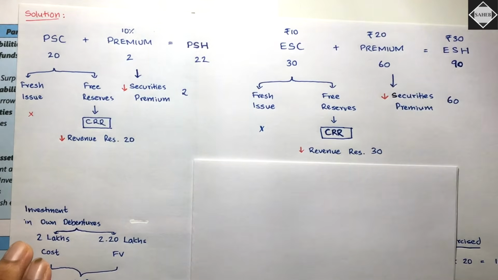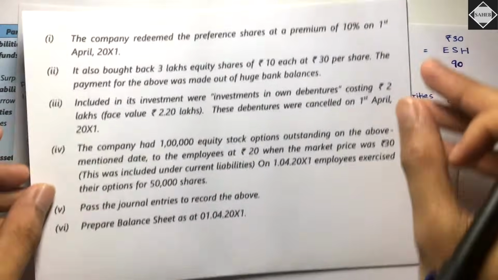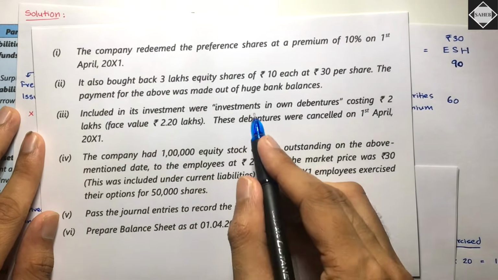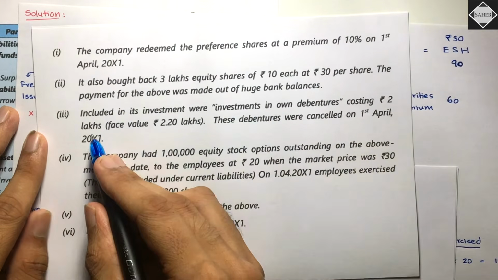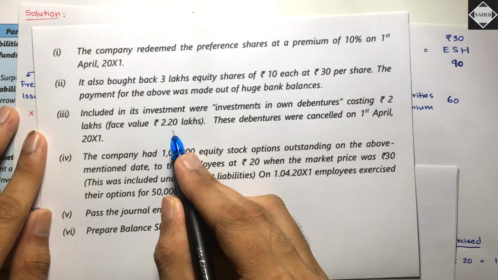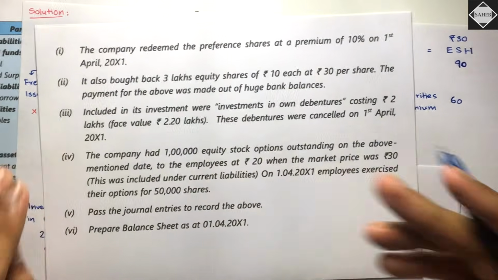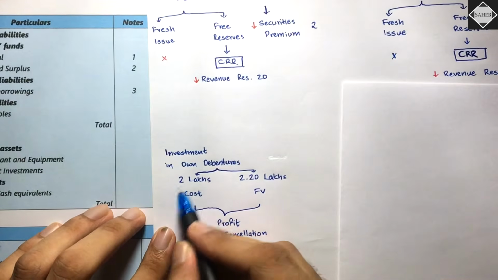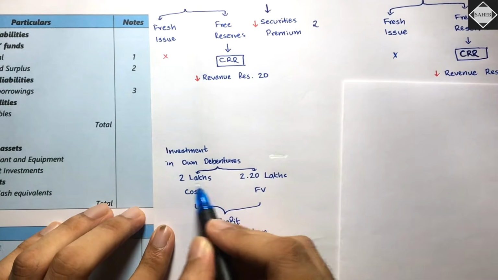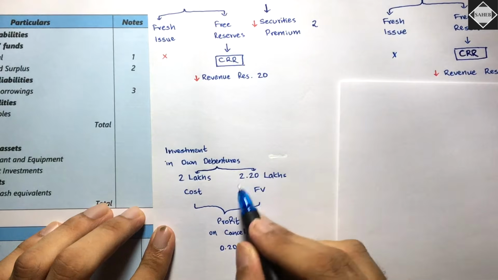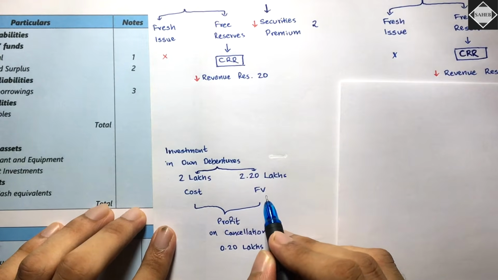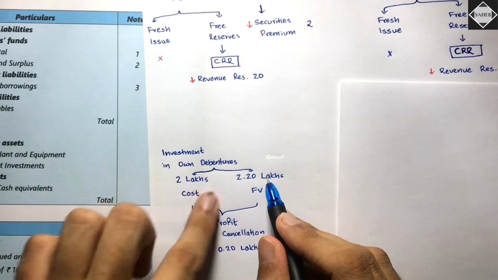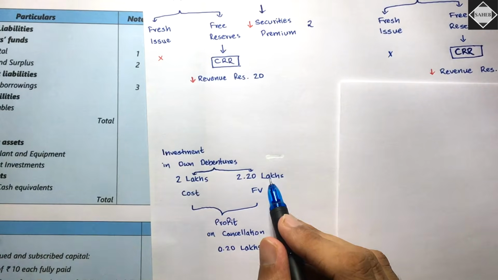Now let's just see debentures. Included in its investment were investment in own debentures costing 2 lakhs and face value is 2.20 lakhs. So see here it's really simple. Investment in own debentures, 2 lakh was the cost, and 2.20 lakhs was the face value of the debentures. This is the face value and this is the ex-interest price. This is the cost, just the cost.